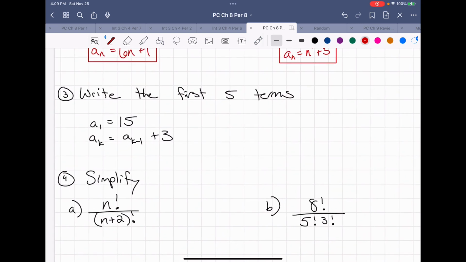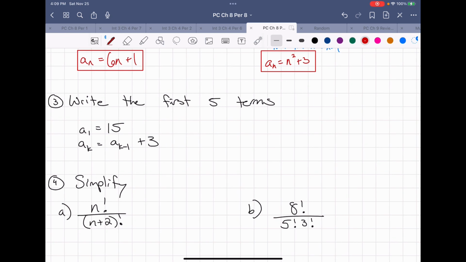Okay, pause the video on these two problems and try these on your own. So number 3 is written recursively, and I need you to know that our book might write it like this. Still A1 as 15. So what this is saying is your next term is your most recent term plus 3.